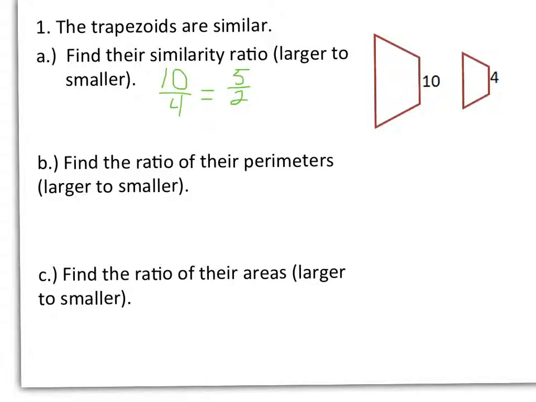Part B, find the ratio of the perimeters larger to smaller. So the ratio of the perimeters is the same as the similarity ratio. That would be 5 to 2. And then in C, find the ratio of their areas larger to smaller. We will just square the ratio of their perimeters. So that's 25 to 4.